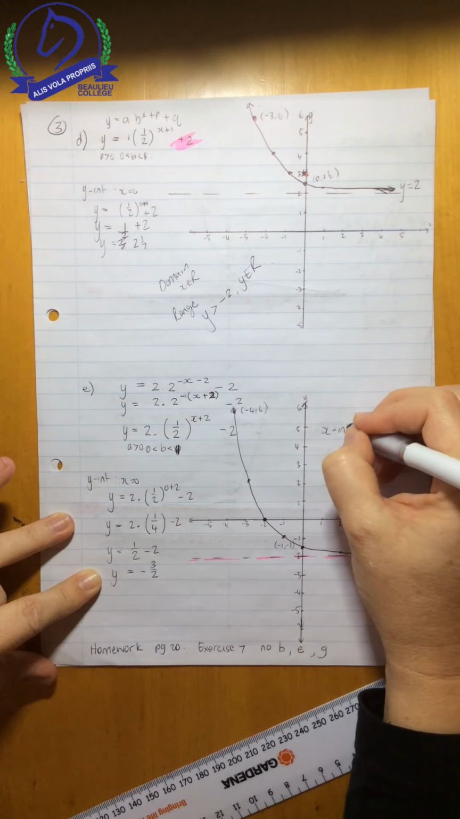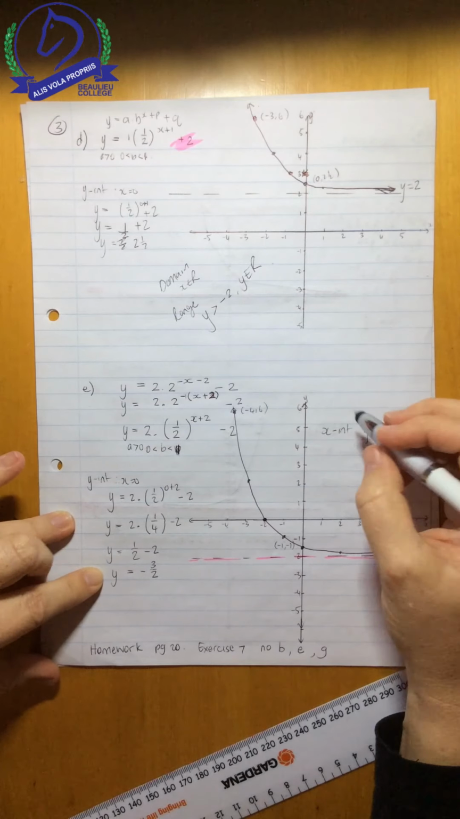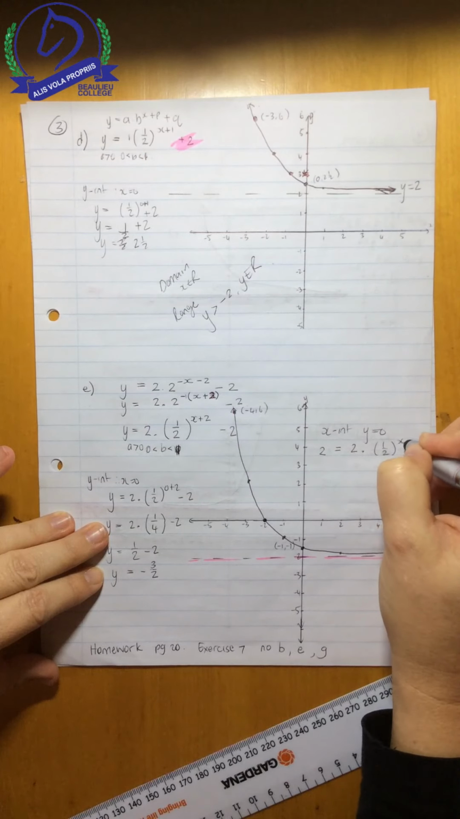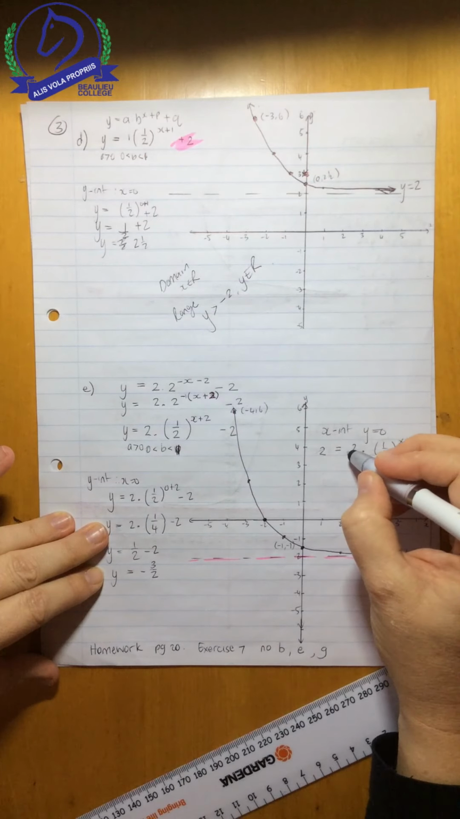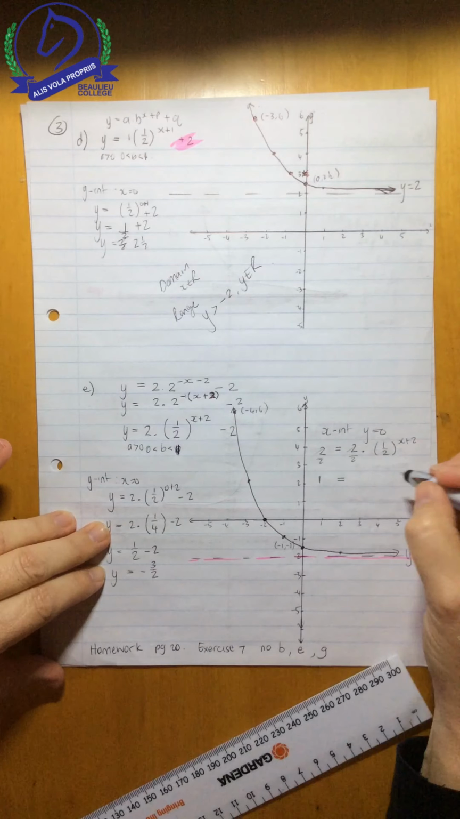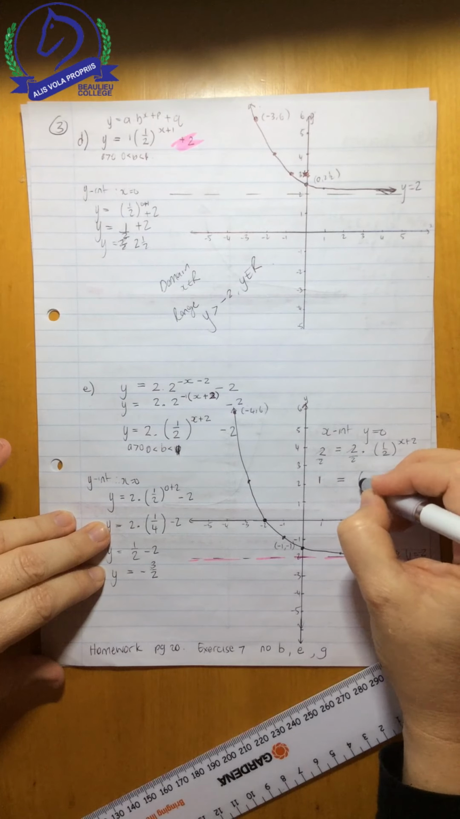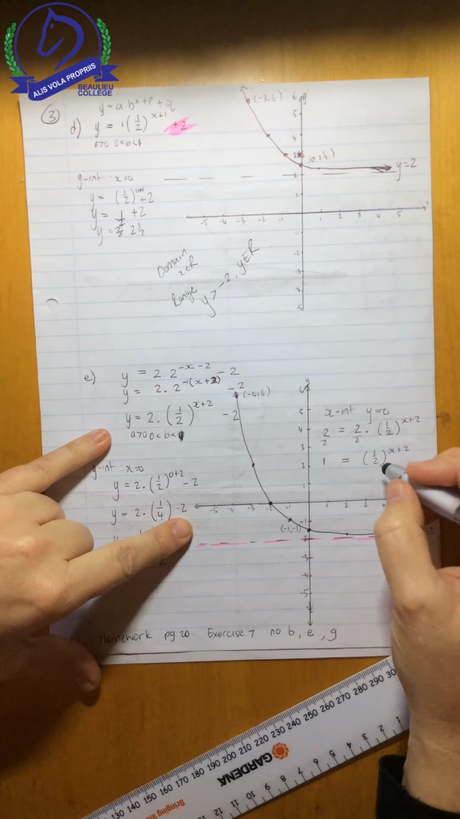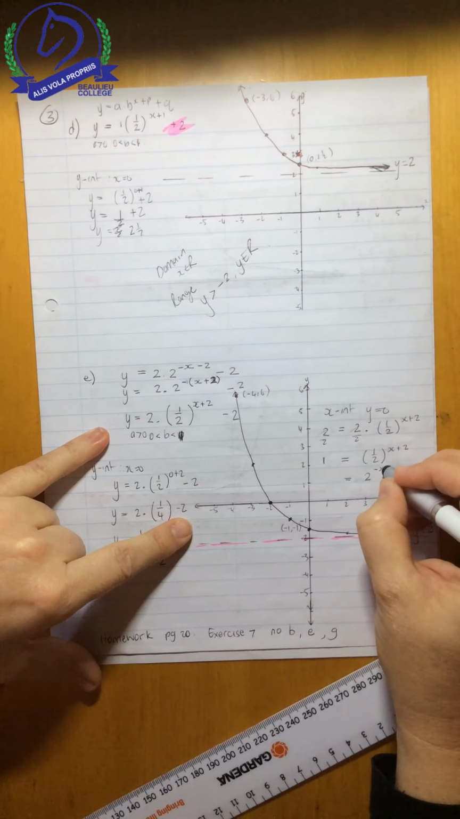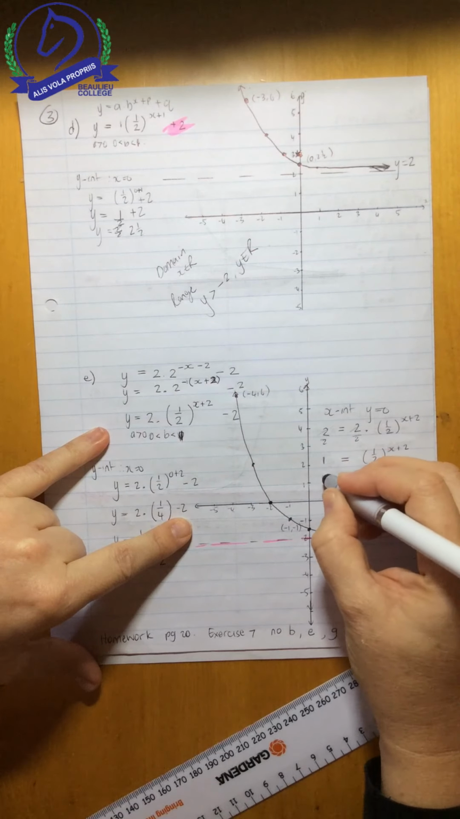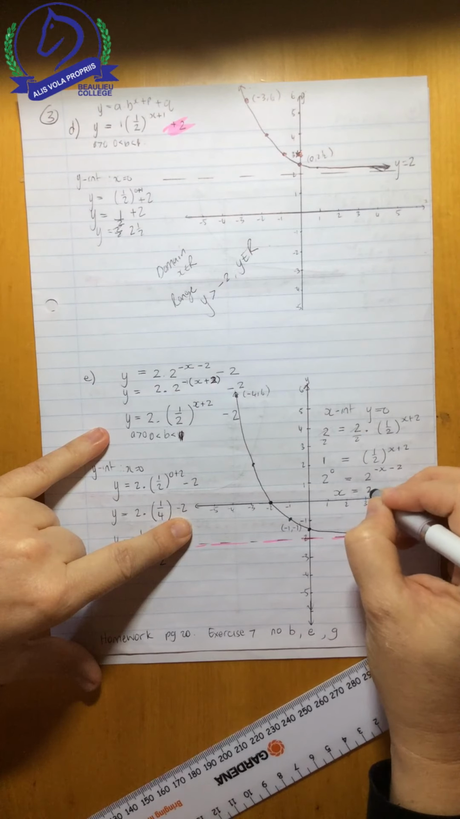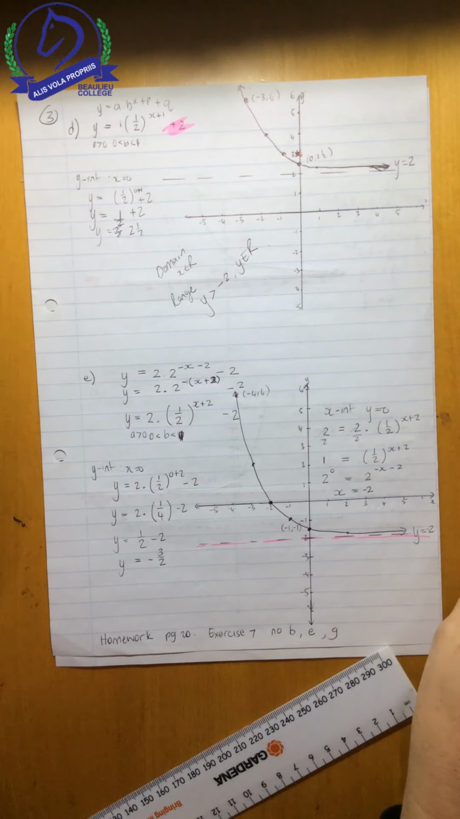If I wanted to work out the x-intercept, make y 0, I'm going to move the 2 to the left, so I have 2 times a half to the power of x plus 2. 2 divided by 2 is 1, so I'm going to have a half to the power of x plus 2. That means I can write it back as 2 to the negative x minus 2, and 1 can be written as 2 to the 0, and that's how I get x is negative 2.